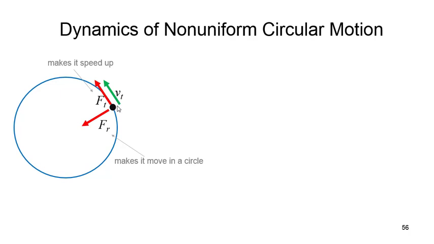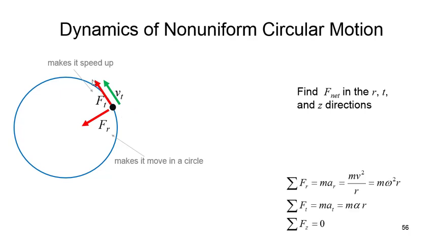So what do we do if we have a force like this? Well, we do what we always do. We're going to find the net force in the r direction and the t direction, and maybe we need it in the z direction. But when we find the net force in the t direction, we can set that equal to mass times acceleration in the t direction.